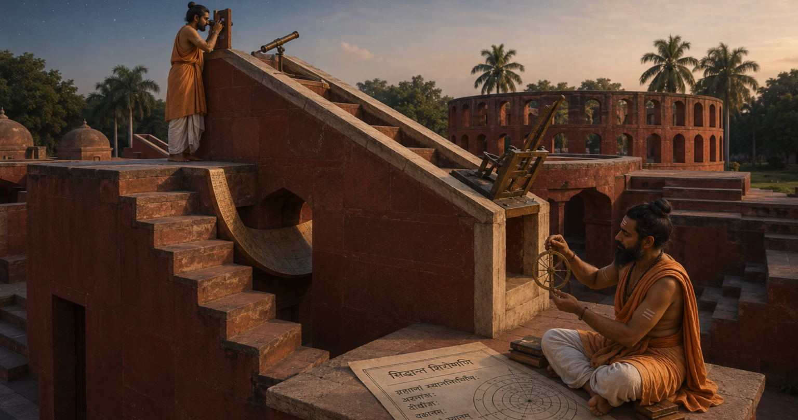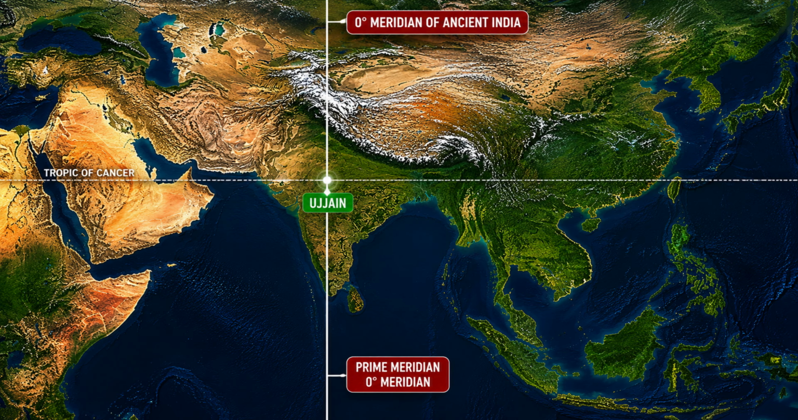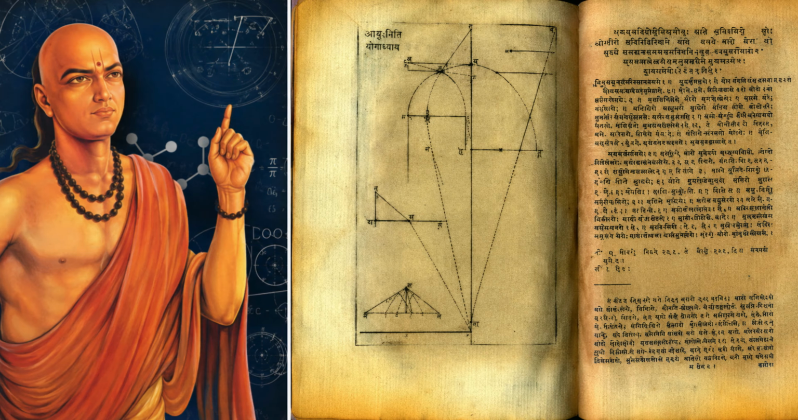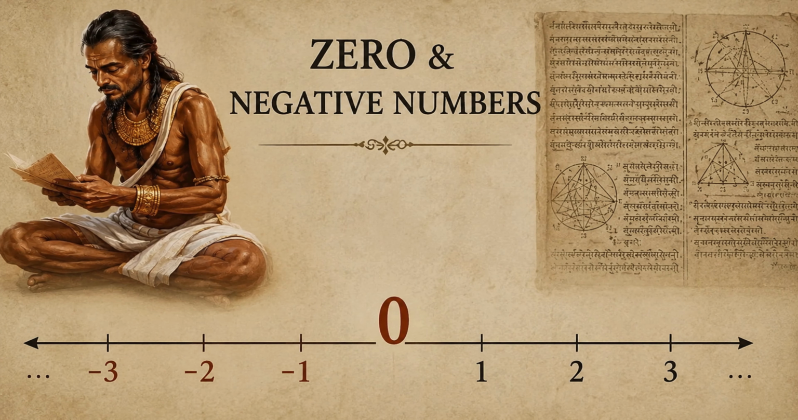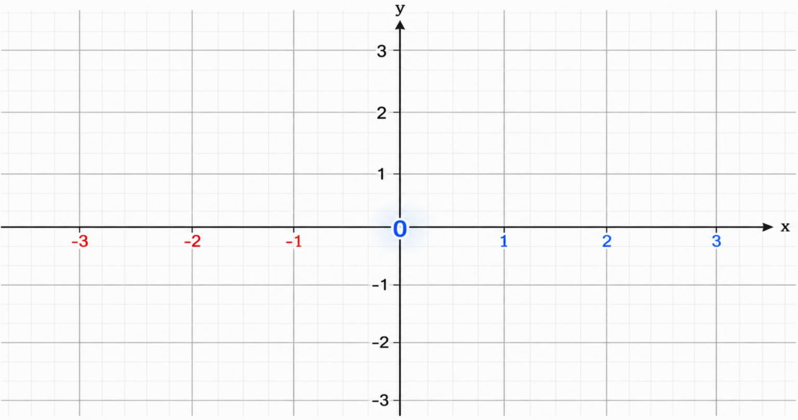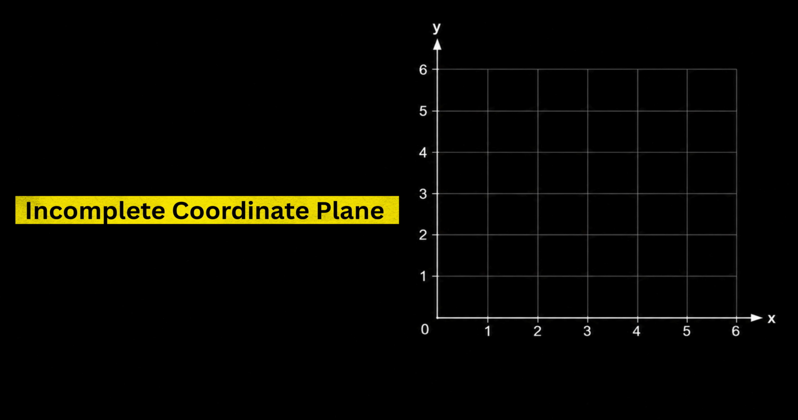Later, Indian astronomers developed this idea further. Ancient scholars used Ujjayini as a central reference meridian for measuring locations across regions. Aryabhatta introduced advanced trigonometric methods to map celestial objects, while Brahmagupta formalized zero and negative numbers, concepts absolutely essential for the modern coordinate plane. Without negative numbers, most of the Cartesian plane would not exist.